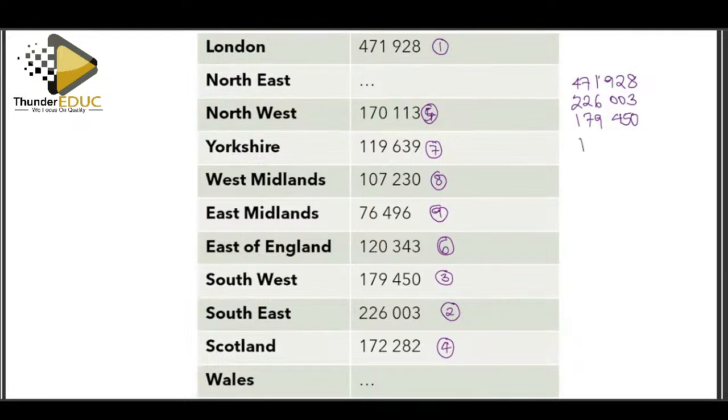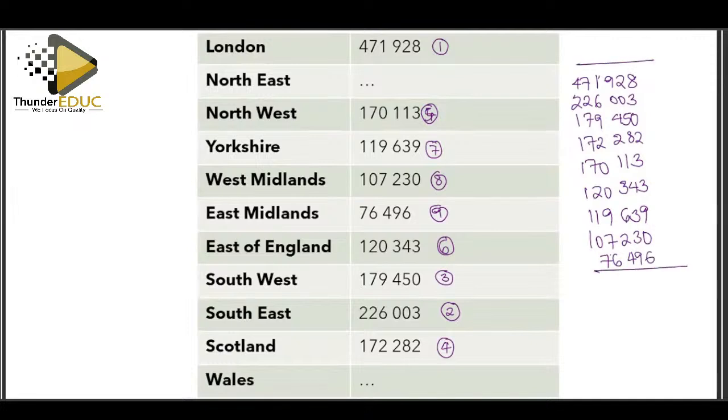Then number 4, it's 172. Remember, we are arranging from big to small. Number 5, it's 107,113. Then number 6 is 120,343. Number 7 is 119,639. Number 8 is 107,230. And number 9 says 76,960. That was the order, descending, biggest to smallest.